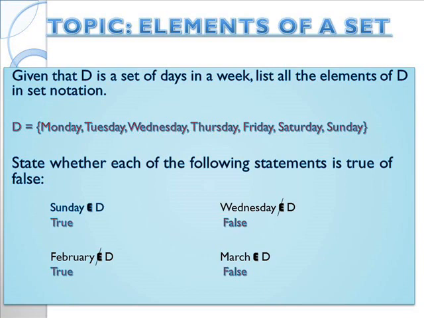Then we need to state whether each of the following statements is true or false. The first one is Sunday is an element of D. Yes, that is true because Sunday is written within the set D. Then they say that Wednesday is not an element of D. Well, that is not true. That is false because Wednesday is written in the set D. Then we have February is not an element of D. That is true. Then we have March is an element of D.